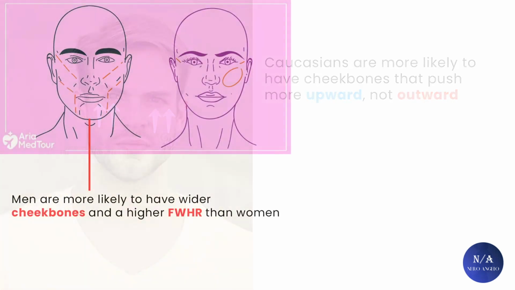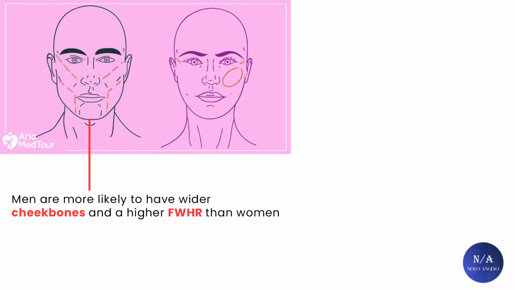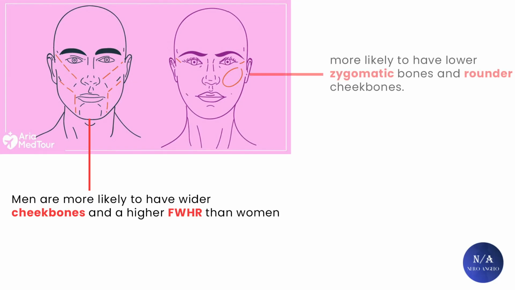Plus, there is the fact that male and female cheekbones are different. Men are more likely to have wider cheekbones and higher FWHR, or facial width to height ratios, than women. Women, on the other hand, are more likely to have lower zygomatic bones and rounder cheekbones. You can observe in pop culture that we like to say that someone has high cheekbones when really what they have are prominent cheeks and not actually high cheekbones. You'll notice that when people talk about high cheekbones, they're often talking about the cheeks, not the cheekbones themselves.